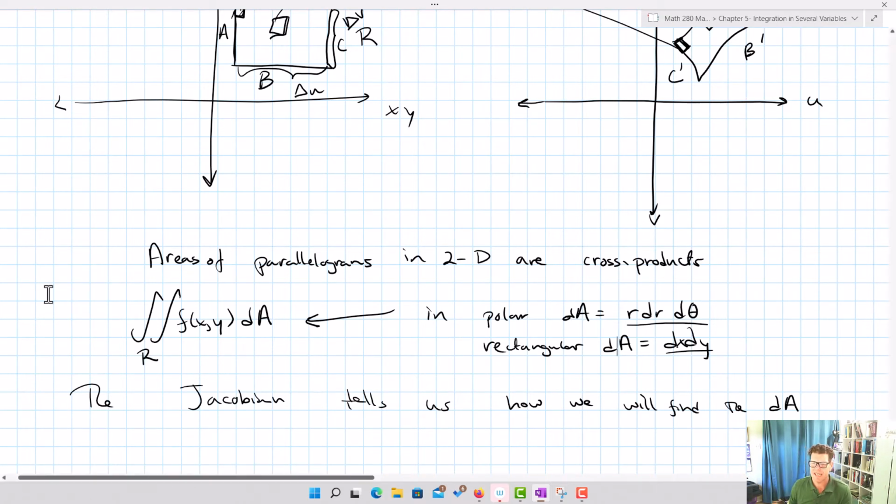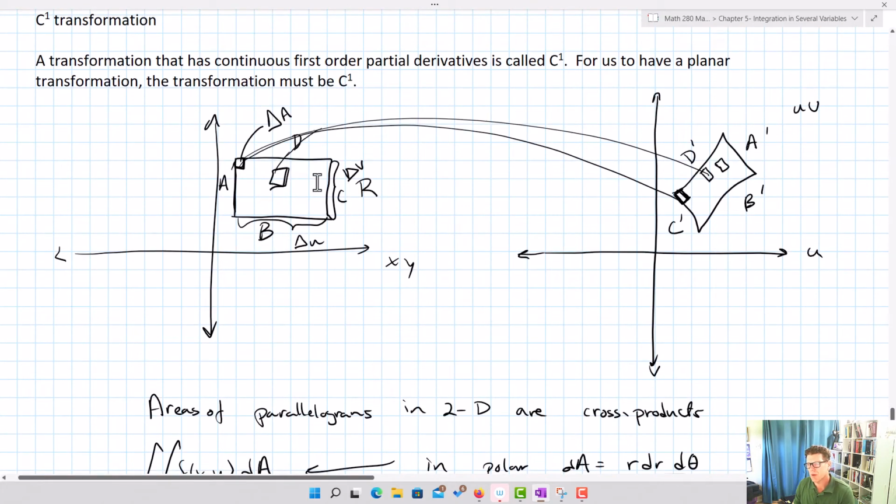We're going to take a look at some examples, and hopefully that'll illustrate a little bit about what that Jacobian is. It's basically going to give us that dA, and it gets derived. It's going to be a cross product, and the reason why it's a cross product is essentially that we're going to be transforming into parallelograms. That's essentially what's going on here. And when you find the areas of parallelograms, what do you take? You take cross products. Okay, so let's take a look at it.